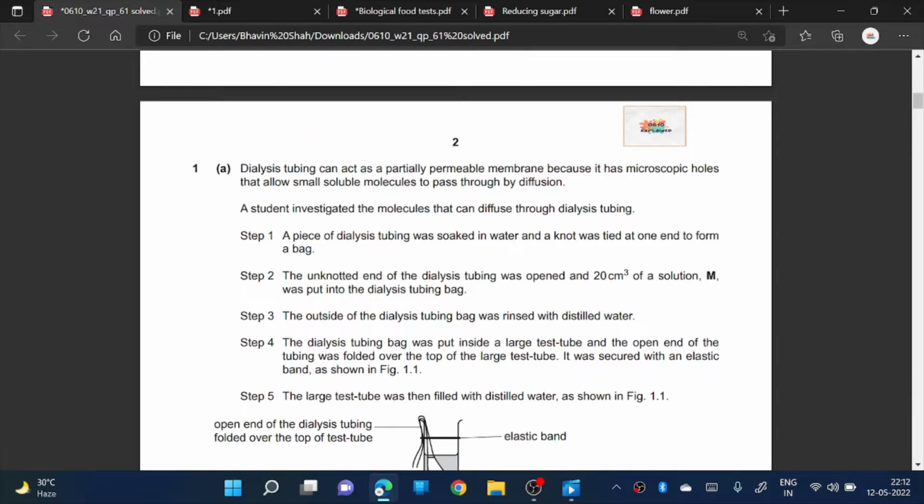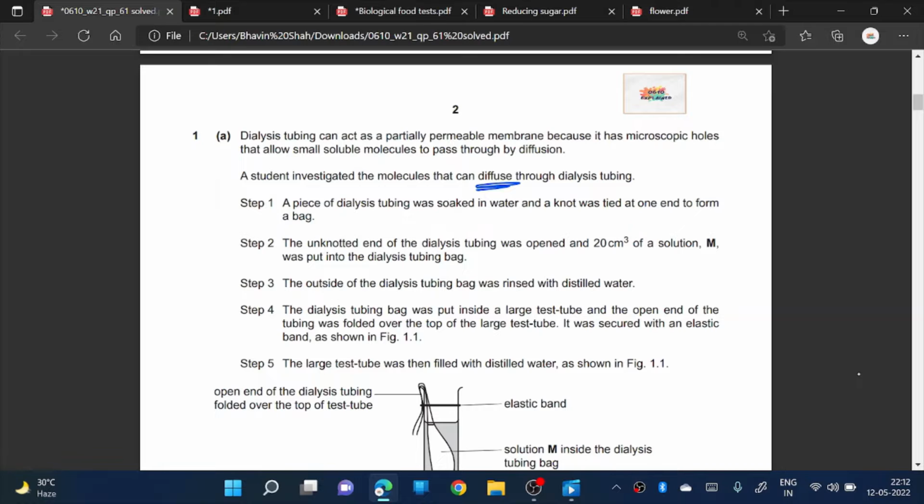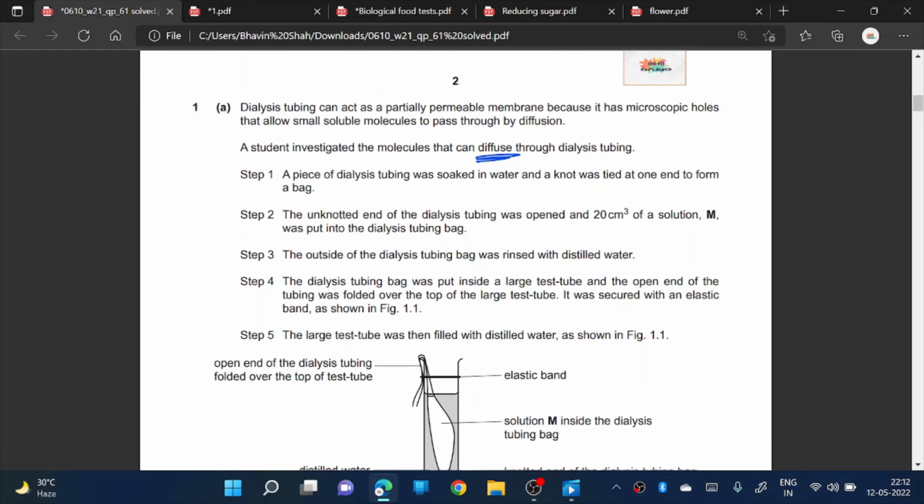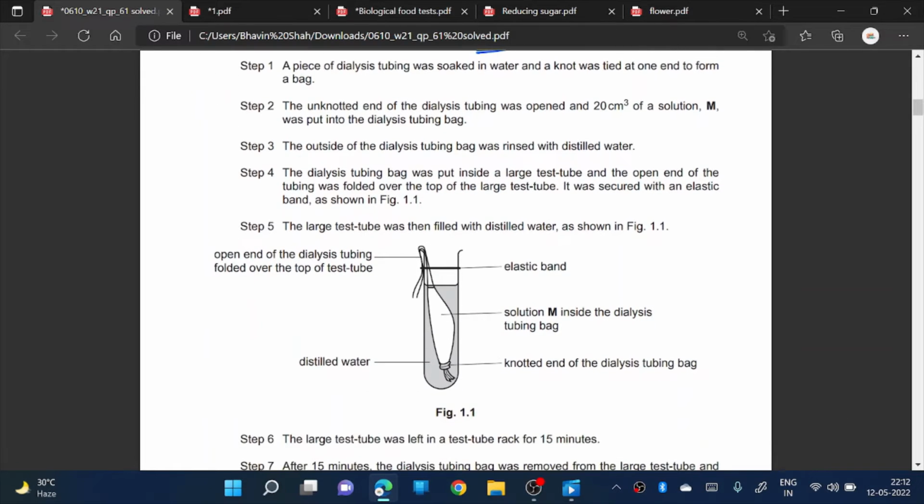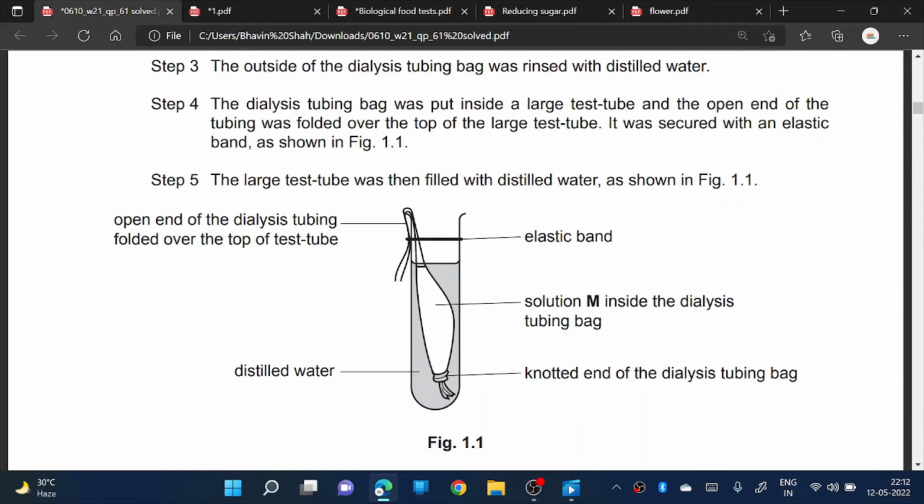Coming back to the question paper. The student investigated the molecule that can diffuse through the dialysis tubing. I just explained what you mean by the term. The piece of dialysis tubing was soaked in water and a knot was tied at one end. So you can see this test tube over here in the diagram which is presented. They have put one dialysis tubing over here. In this they have added 20 cm cube of a solution. Outside you can see that they have knotted it on one end.